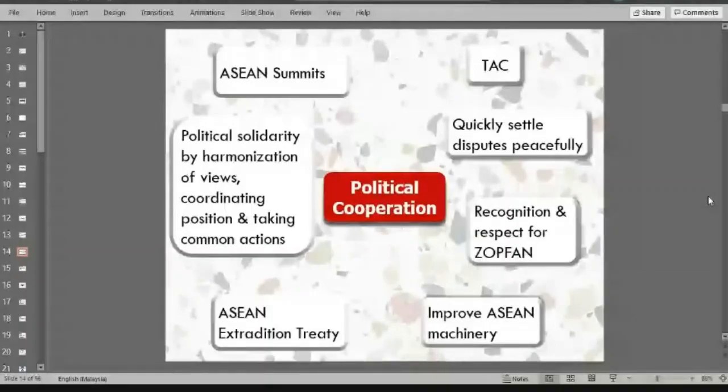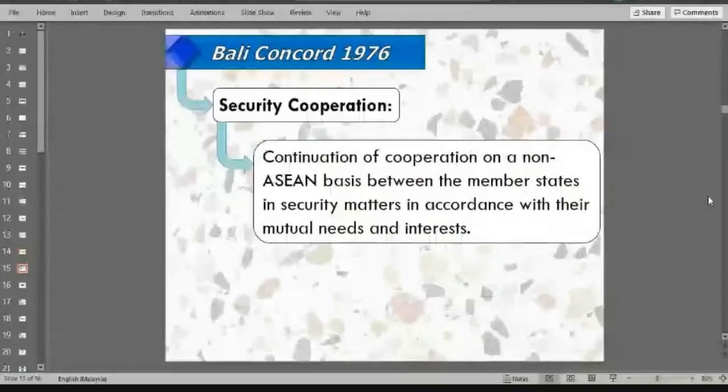And then the other one is on the security cooperation. So back then, they separated political cooperation from security cooperation. Only nowadays they merge into political security cooperation. So in the Bali Concord back then, in 1976, what they had agreed on was the continuation of cooperation on a non-ASEAN basis between member countries in security matters in accordance with their mutual needs and interests.